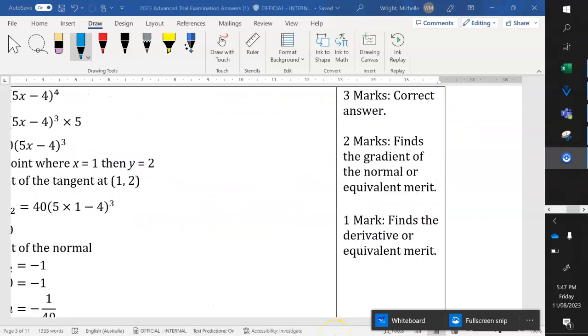Okay, so in that question, you would have got 3 marks for the correct answer that I just showed you, 2 marks if you find the gradient of the normal, that's what I was looking for, and 1 mark if you find the derivative, and that's our marking schedule for that.